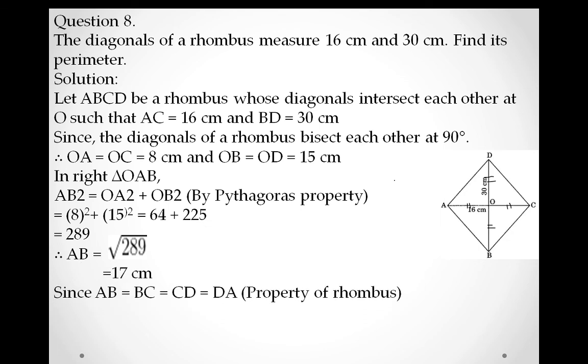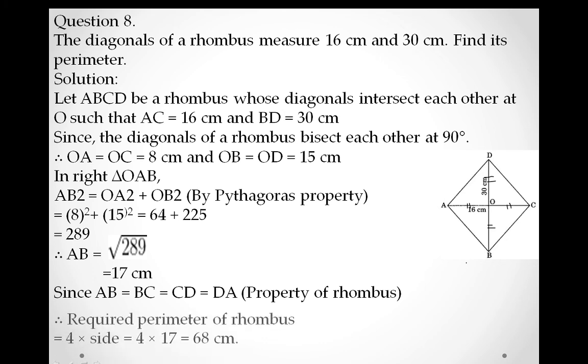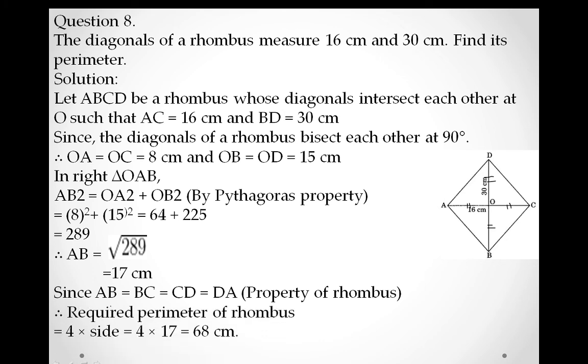So all the sides of the rhombus are 17 centimeter. Okay, since AB is equal to BC is equal to CD is equal to DA, that means all sides are the same, which is a property of a rhombus. And so what is the perimeter of a rhombus? That is 4 into side. So 4 into 17 is equal to 68 centimeter.